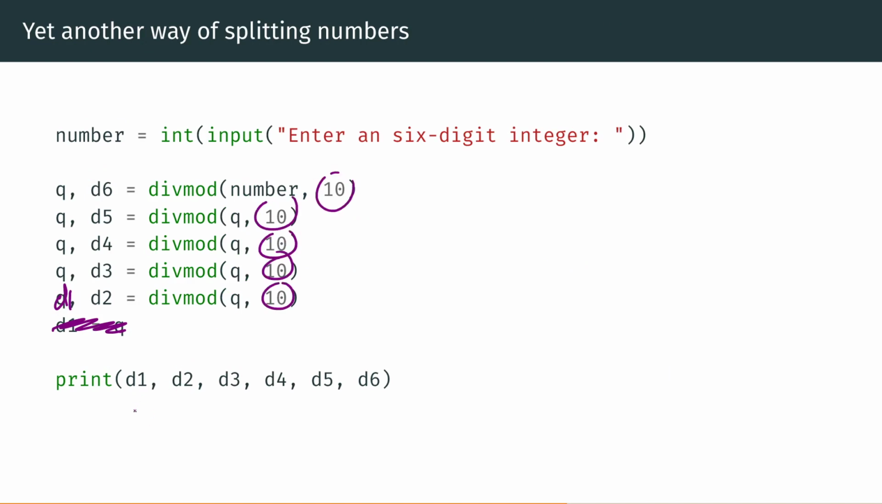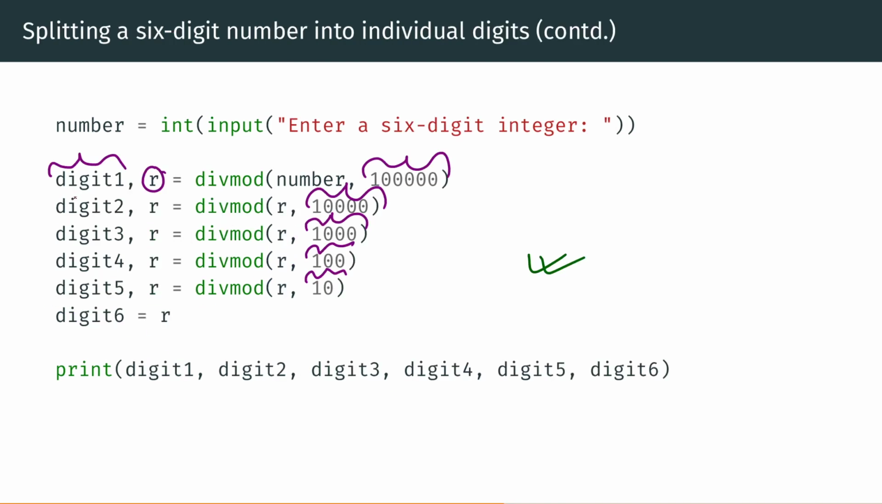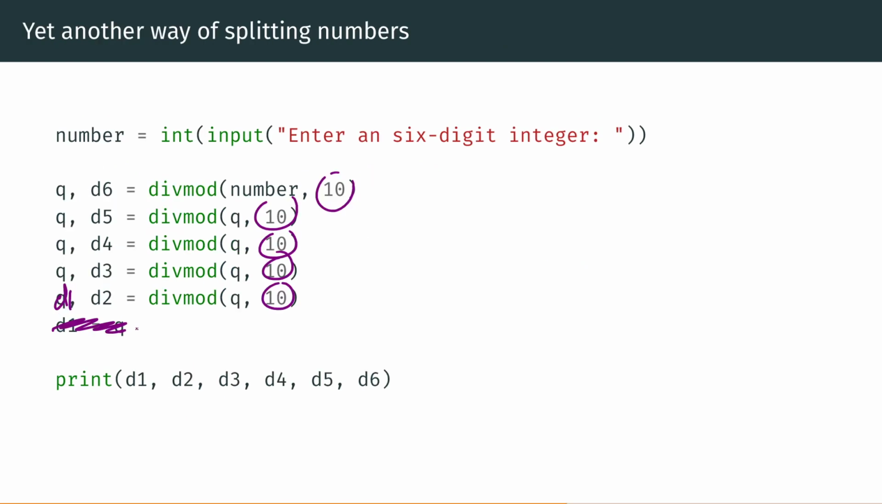But the difference is here it's in order. So it's first digit 1, then we get digit 2 and 3 and 4 and 5 and 6. But here the digits are in reverse order. So we get D6 first, and then D5, 4, 3, 2, and finally we get D1. So you can go whichever way you want, but I feel like this would be better if you don't know the number of digits beforehand.